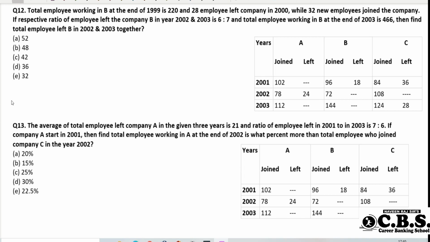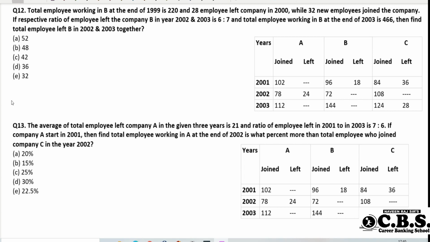The total employees working in B at the end of 1999 is 220, and 28 employees left the company in 2000, while 32 new employees joined. When compared to 2000, 32 joined but 28 left. It means there are an extra 4 employees. So therefore, how many employees are working in 2000? There are approximately 224. Okay.